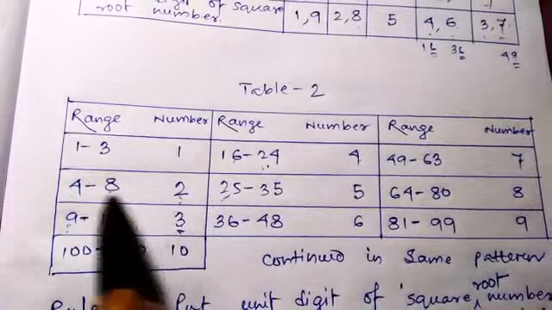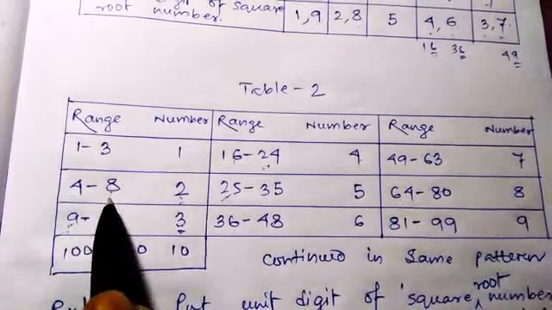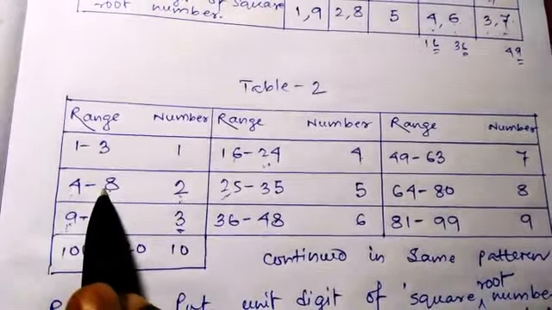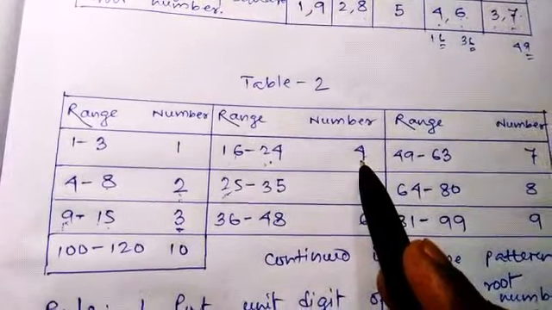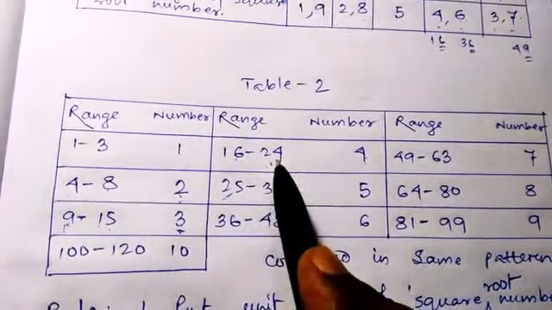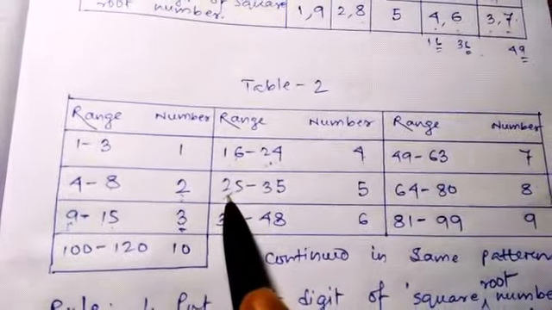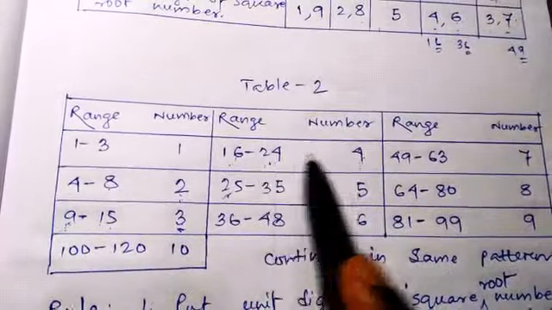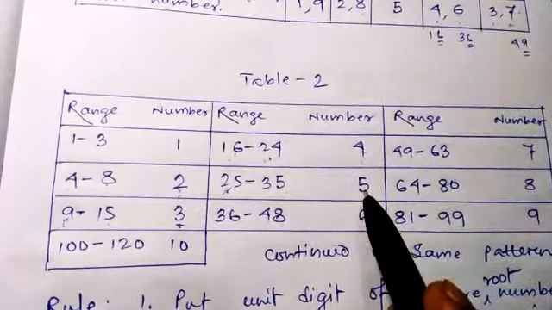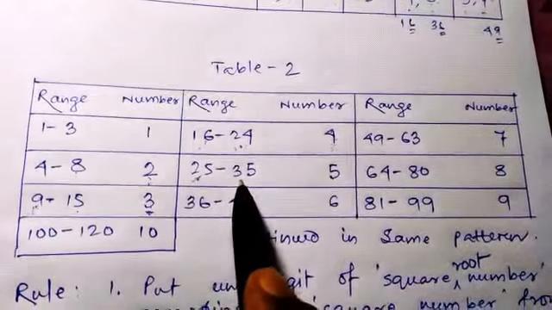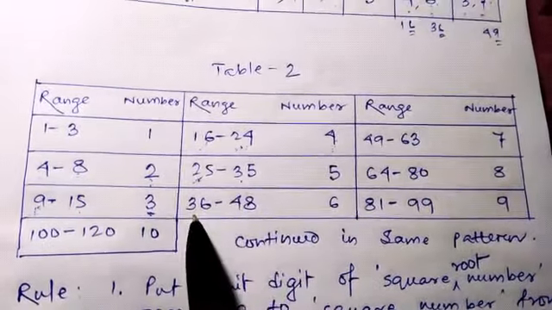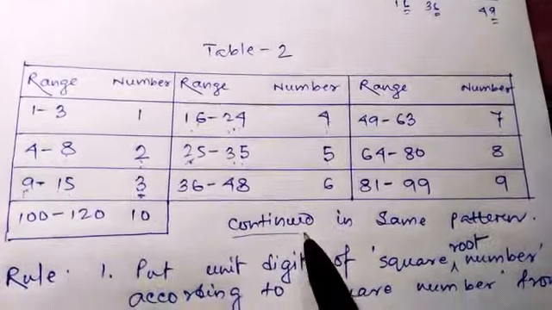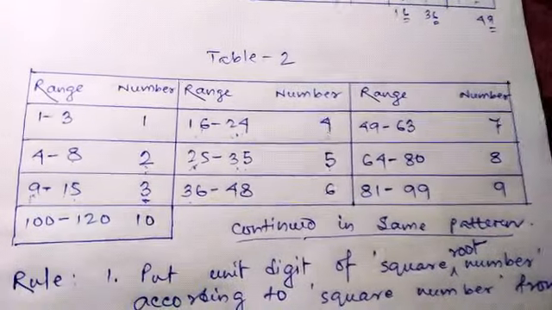For 2 it will be 4 to 8, just before the next square number, which is 9. And for the number 4, the range is 16 to 24, because the next square number is 25. In the same way, for 5 the range will be 25 to 35, because the next square number is 36, and it will continue in the same pattern.